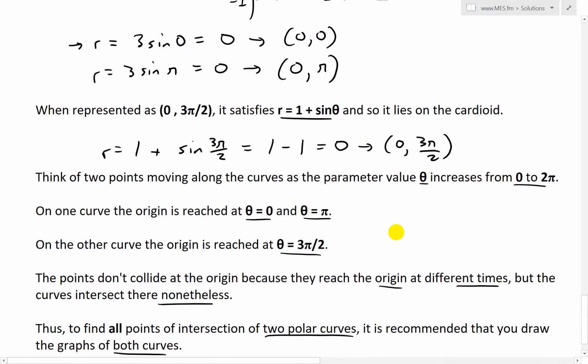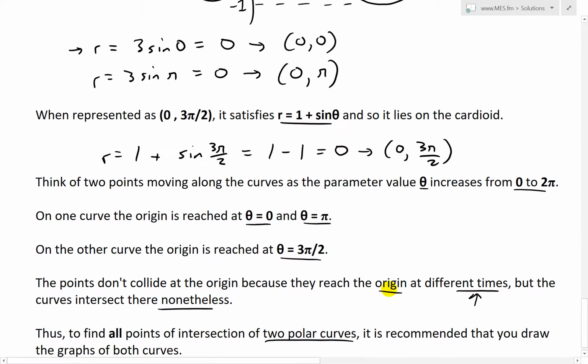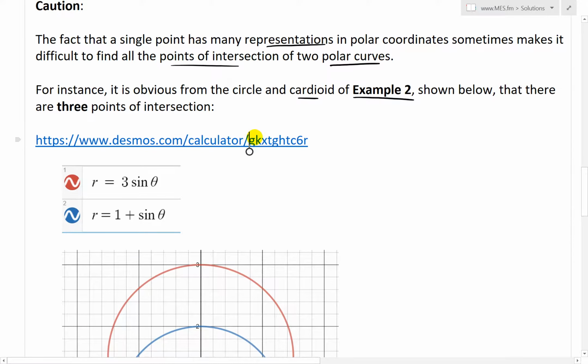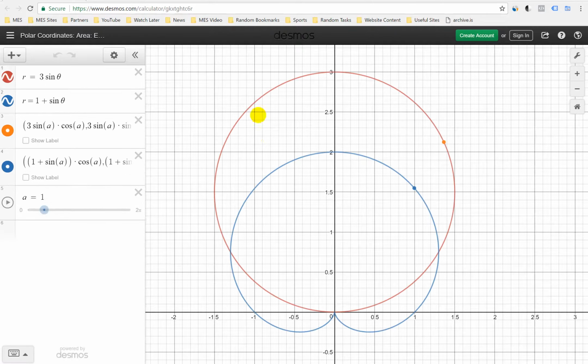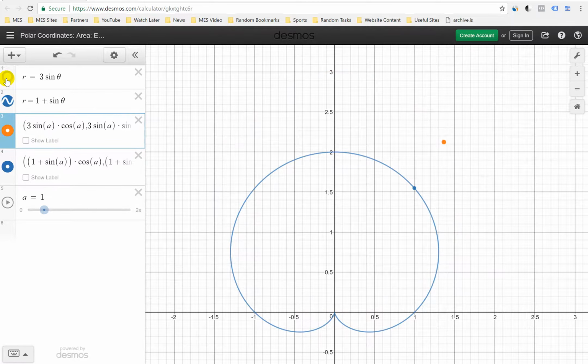this task. And now to show you how this changes at different times, I've actually updated the graph from example 2 to include the point. So let's just click this. Yeah, so here it's loading. The Desmos calculator is quite amazing. So what I've done here are the points across there. Here is the graph overall, this circle, r equals 3 sine theta. Here is the cardioid over here, r equals 1 plus sine theta.